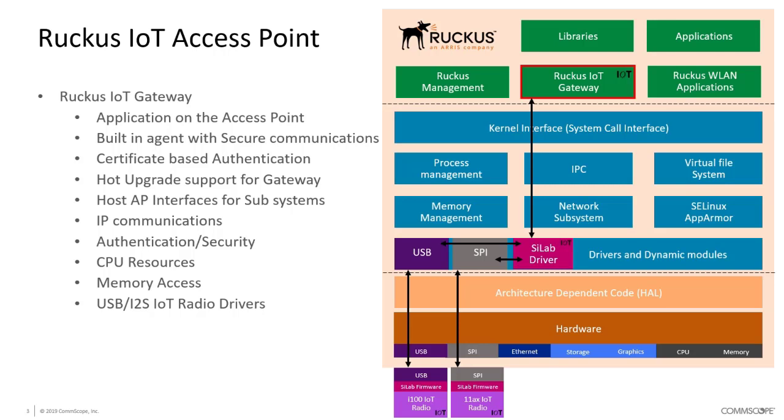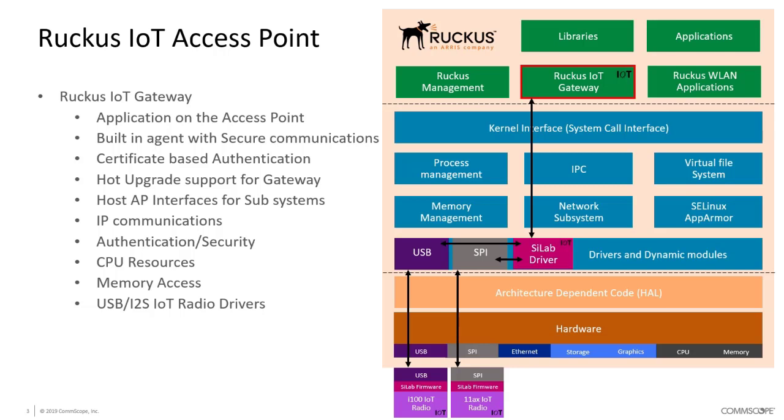So what this means is that, as we roll out new features and capabilities, we're able to upgrade the IoT gateway code inside the access point from the IoT controller without the need to redeploy a whole new virtual smart zone image. The host IP interfaces provide a complete call into the subsystems within the access point.